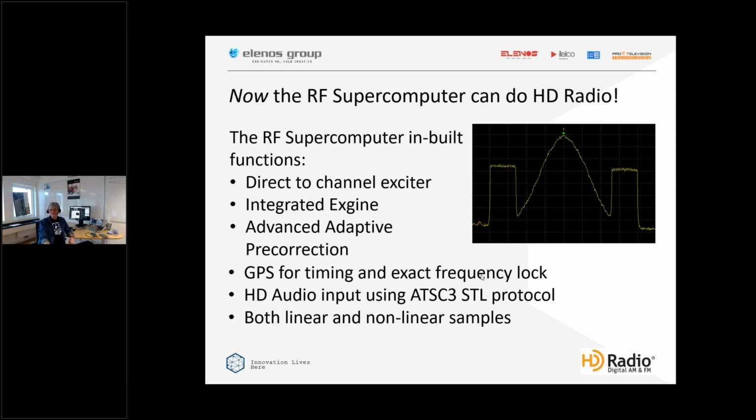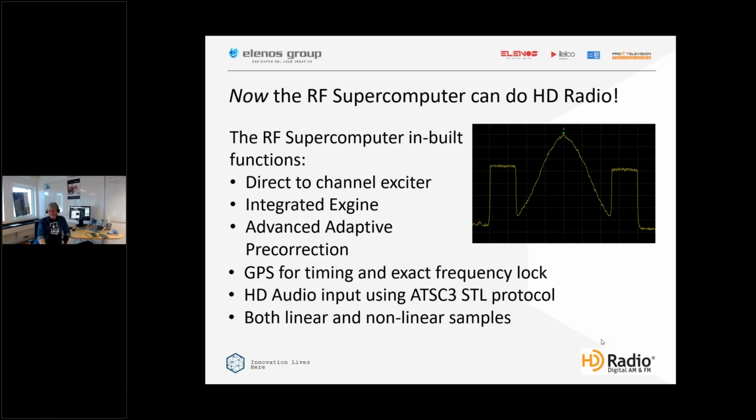So to summarize what Morten has said, he has taken the RF supercomputer and made it do HD radio, and that includes the functions of a direct-to-channel exciter. He's taken and actually put the X-Gen functions that we described before into that same RF supercomputer. So the mathematical capability of the RF supercomputer is providing the functions of the X-Gen. And he's got advanced adaptive precorrection, which includes both linear and nonlinear samples and memory effect correction uniquely. It has GPS for timing and exact frequency lock.